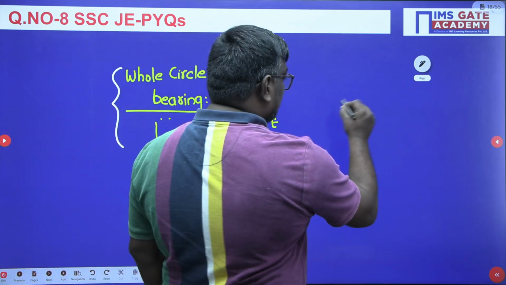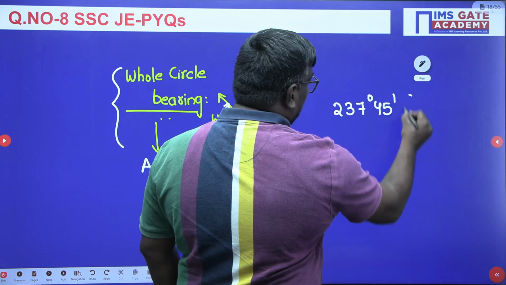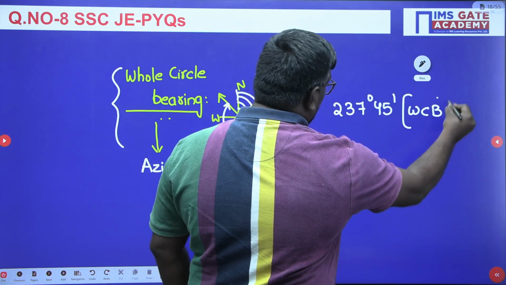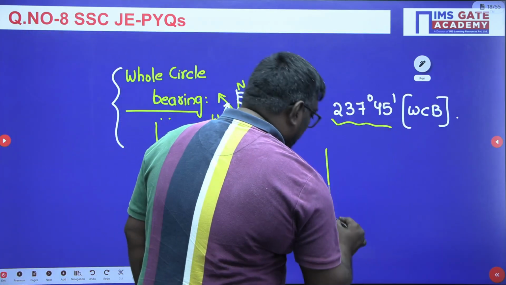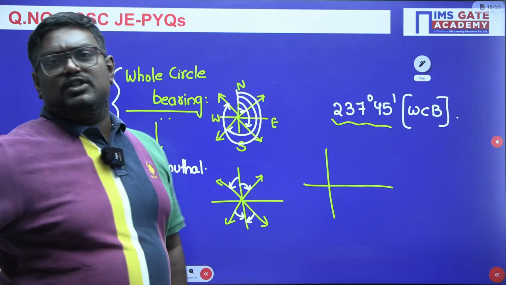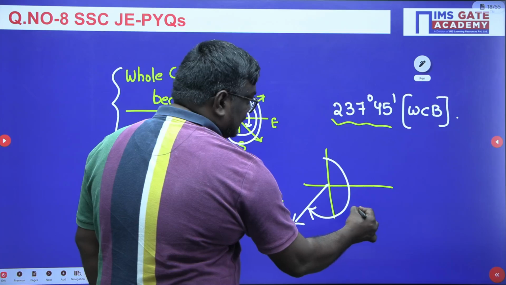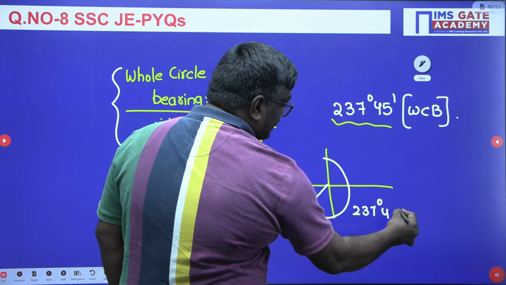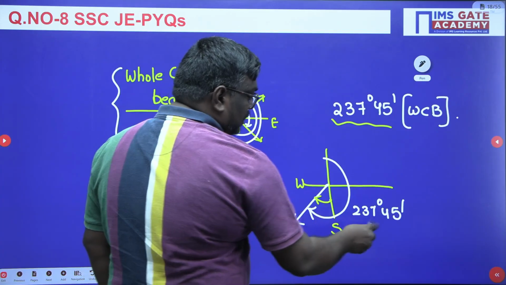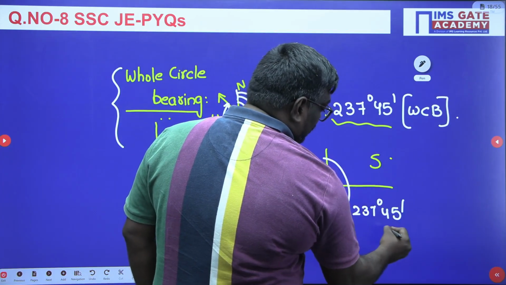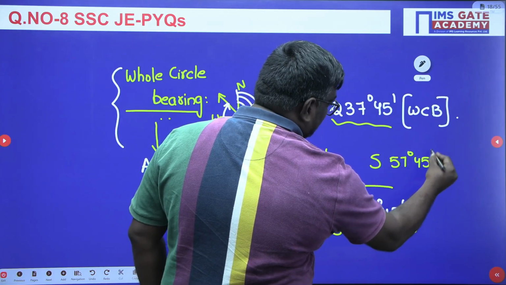Now in this problem, what they have given, 237 degrees 45 minutes, is the whole circle bearing. Now if you see here, 237 degrees is in which quadrant, sir? This is in the third quadrant. So to find this angle, if you see the direction here, this is south and this is west. So you have to subtract 180 degrees. So this will be equal to south 57 degrees 45 minutes west.